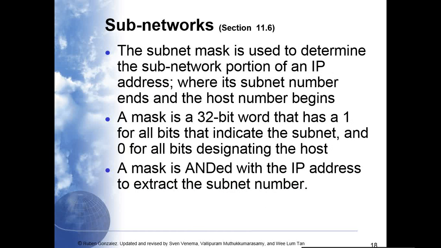So we use something called a subnet mask. I'll talk about that in a second as a diagram, but we use this to determine the portion of an IP address where its subnet number ends and the host number begins. Okay, so we're still using a normal IP address, but now some bits will refer to the network, some bits will refer to the subnet, and some bits will refer to the host. So a mask is a 32-bit word in this case that has a 1 for all the bits that indicate the subnet and a 0 for all the bits that designate the host. So a mask is ANDed with the IP address to extract the subnet number.